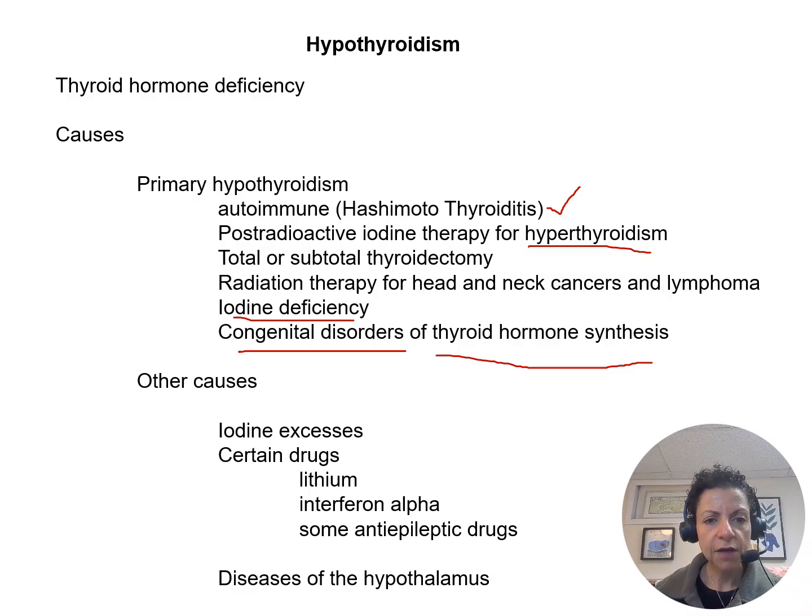Other causes of hypothyroidism: iodine excess. So iodine deficiency can cause hypothyroidism, but consuming too much iodine can actually damage the thyroid gland. So you have to get enough. Too little is not good, too much is not good. Certain drugs can affect your thyroid production, so lithium, interferon alpha, some anti-epileptic drugs, and then diseases of the hypothalamus. So if you're not producing adequate levels of TRH, you're not going to be producing adequate levels of TSH or thyroid hormone.